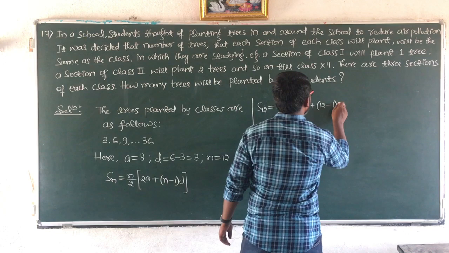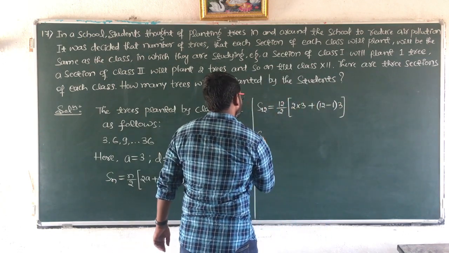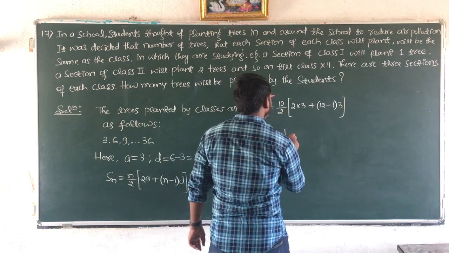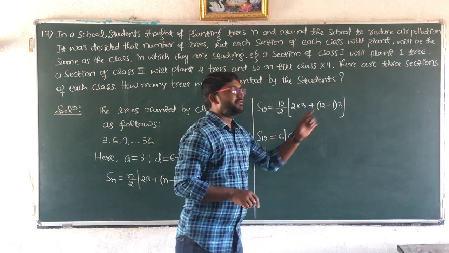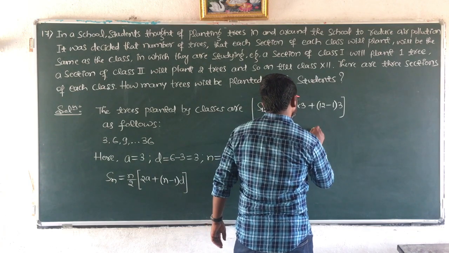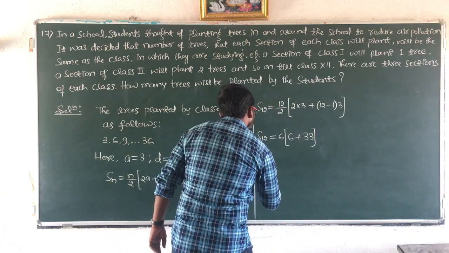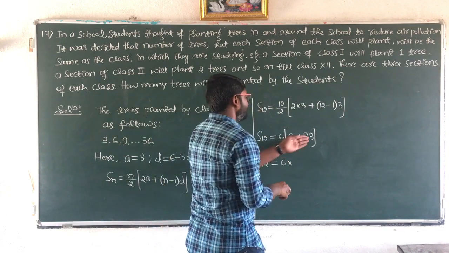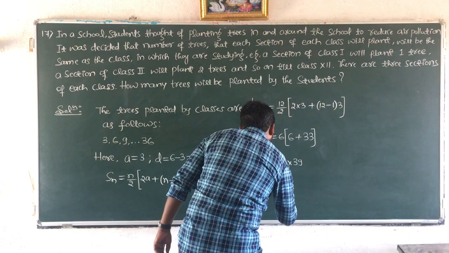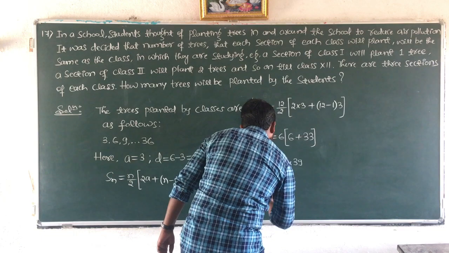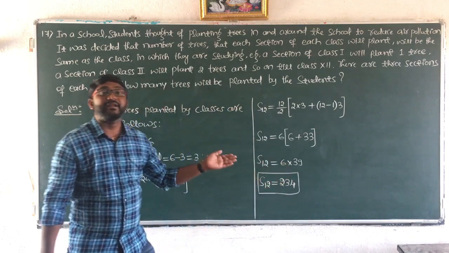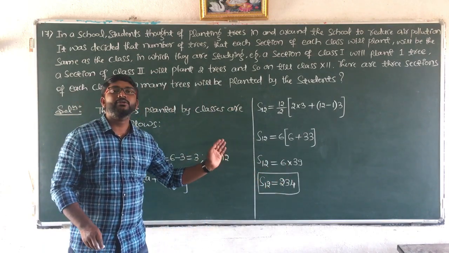What is the value of d here? It is 3. So S12 which is equal to 6 inside the bracket, 2 into 3 it is 6 plus 12 minus 1 it is 11 into 3 it is 33. So now S12 which is equal to 6 into how much do we get? Now we get 39. So S12 which is equal to 234. That means the total trees planted by all the students is equal to 234.